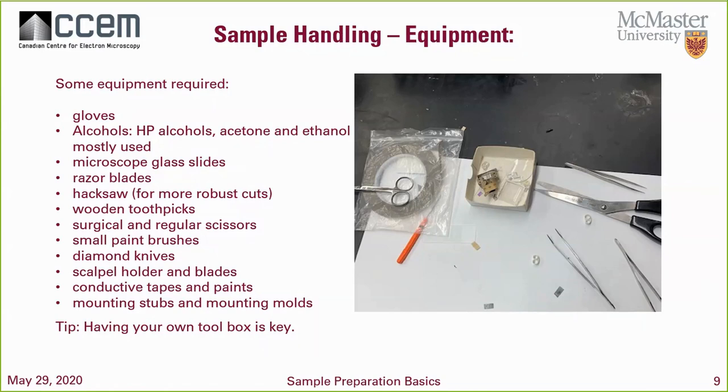Sometimes I use them to create conductive pads or glue some samples to the aluminum stubs, which can go into the SEMs. Surgical and regular scissors, of course. Small paintbrushes, which come in handy with those conductive paints that I talked about. Diamond knives, again, for cleaving or for making marks on your sample. Conductive tapes and paints, just to reemphasize, you can use some paints just to mark your samples. It doesn't have to be conductive, or you can use the conductive paints and tapes for that extra bit of protective layer to your sample. And then the mounting supplies and molds. And again, on the bottom there, if you have your own tool set, fold it in.